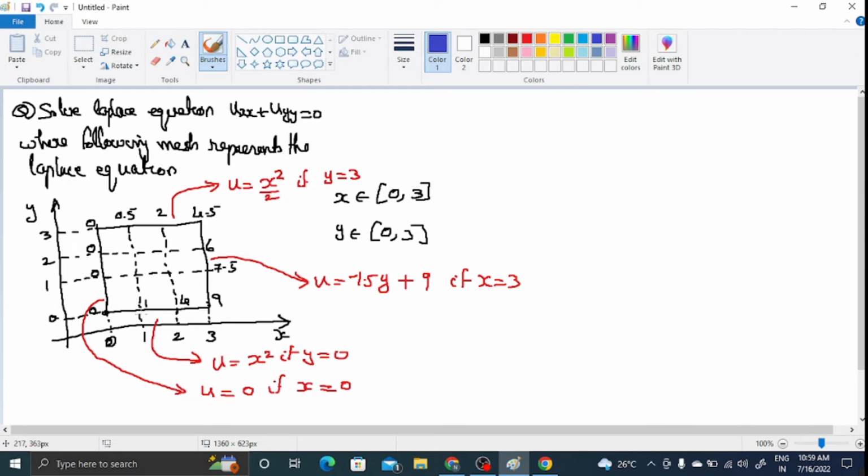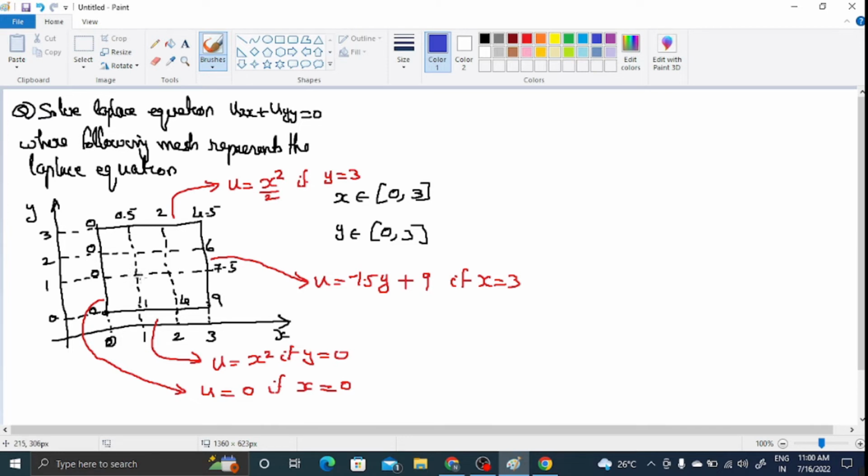Now x equal to 1, y equal to 0. This one is a boundary that is already available. X equal to 2, y equal to 0. That is this point. This point is also available. Now x equal to 3, y equal to 0. That is 9. That is already available. So that bottom line is already known to us. Now take the next line. X equal to 0, y equal to 1. This point is also available.